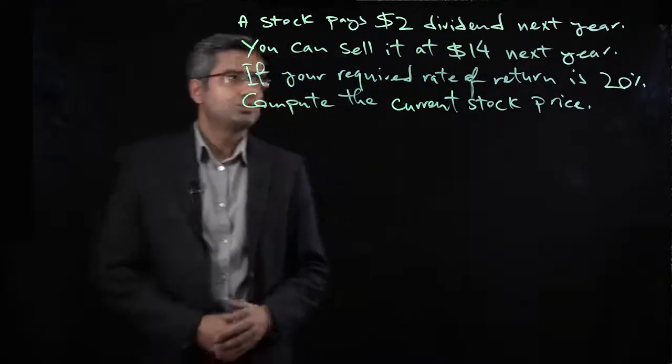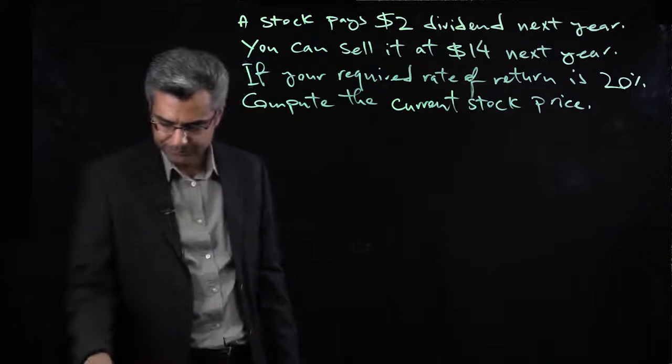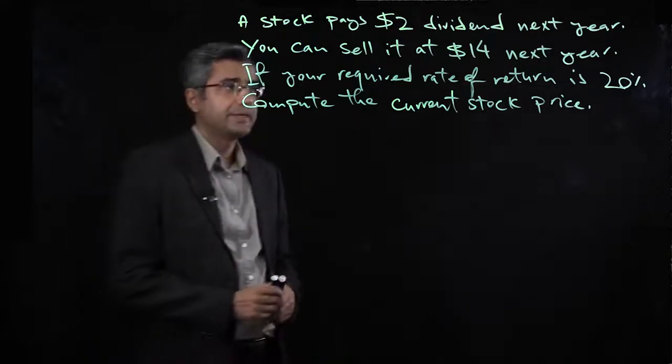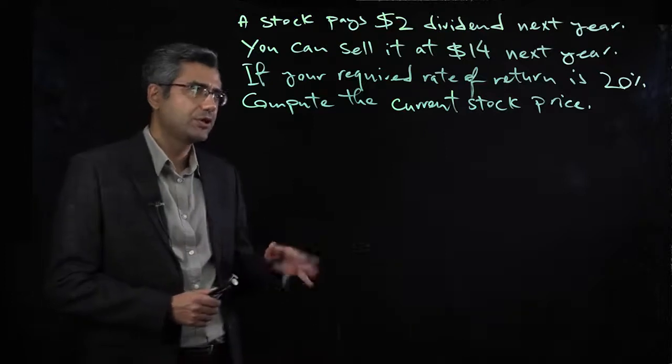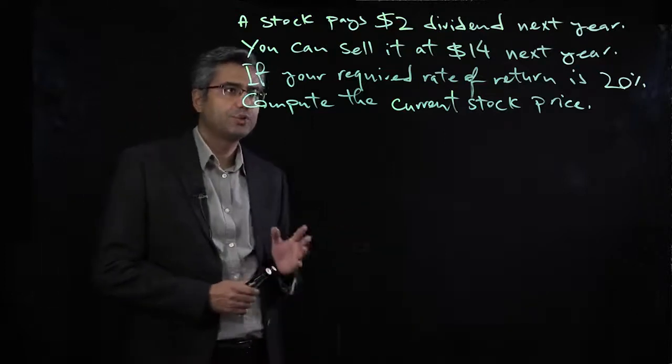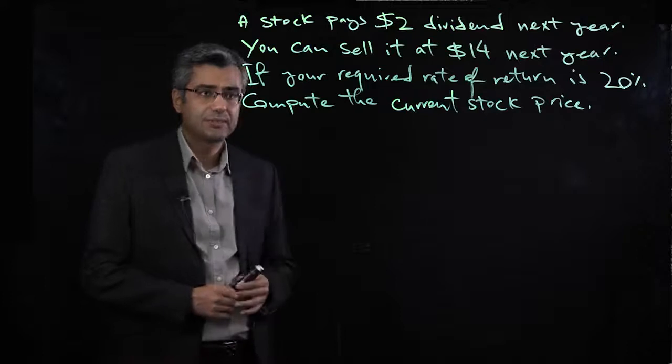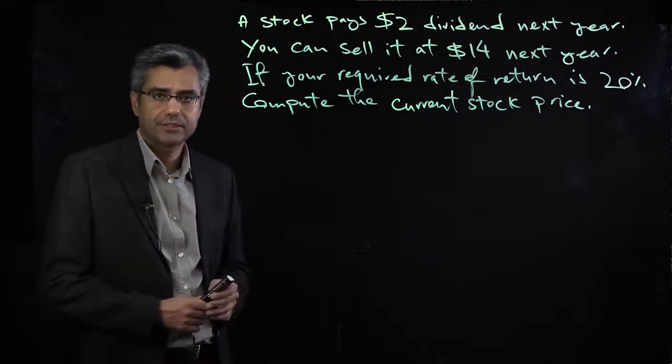A stock pays you a $2 dividend next year, and you believe that you can sell the stock at $14 next year. If your required rate of return is 20%, compute the current stock price.